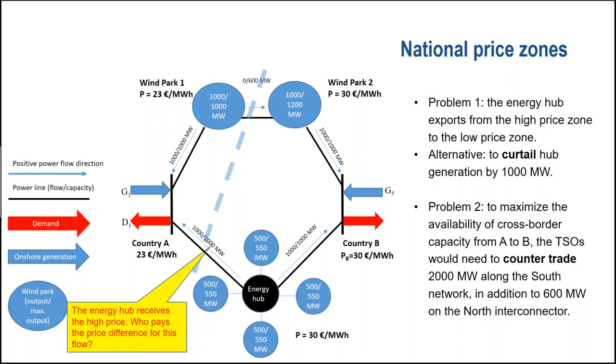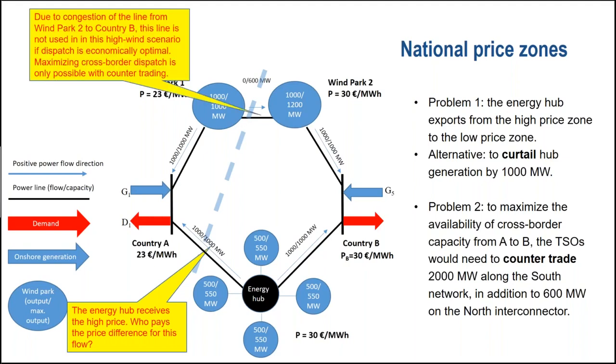So to pinpoint the problems, the energy hub receives a high price, but not all its power is actually sold at this price. So who is going to support that price difference? And there's an issue of cross-border capacity that is not maximized in this market design. The only solution would be a lot of counter trading, which would mean a lot of socialization of this cost.